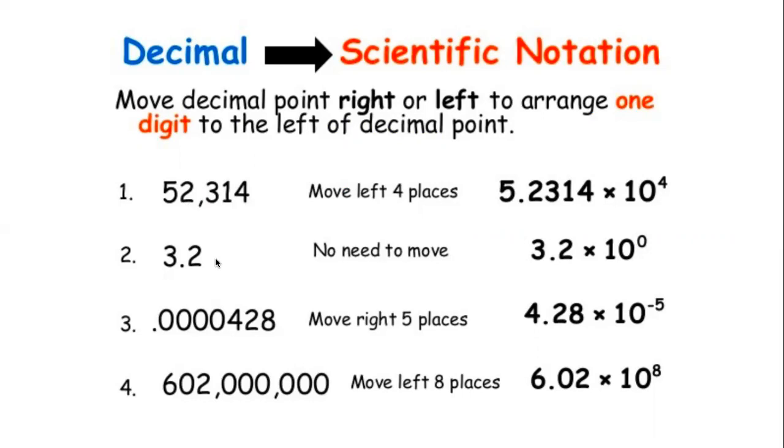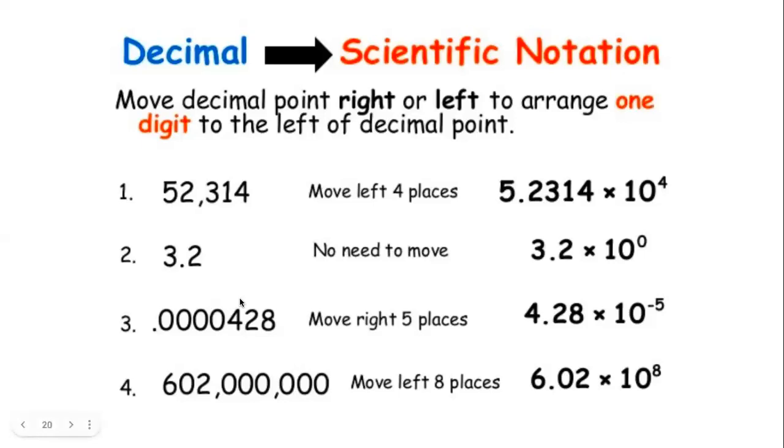For this number here, we don't have to move it at all. The number is already small enough. It's between 1 and 10. You can express this number as 3.2 times 10 to the 0, but you don't have to do that. Now we have this very small number, so let's make it between 1 and 10. Let's move the decimal place, 1, 2, 3, 4, 5 to get a value of 4.28. And because we move this 5 spaces to the right, we're going to have this negative number here. So 4.28 times 10 to the negative 5 is our value.